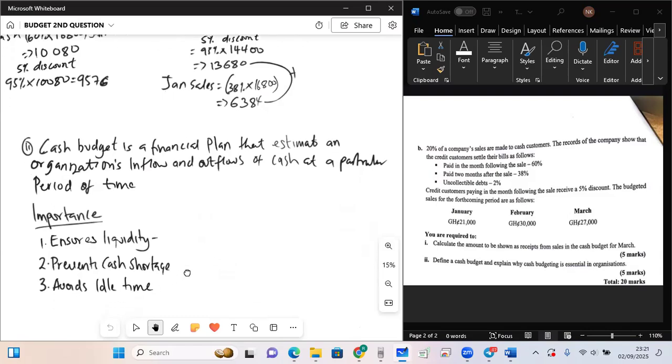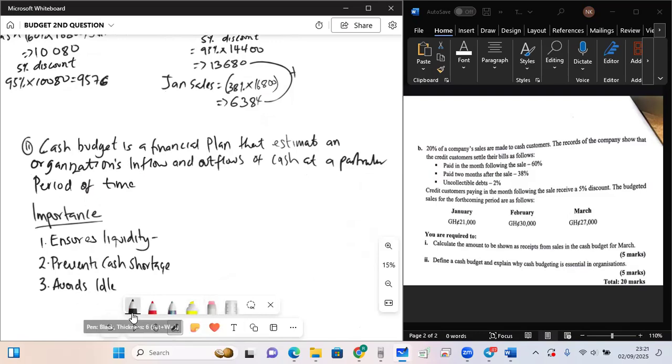It also avoids idle cash, in the sense that if you think that you'll be receiving too much cash for a particular period, then you are going to invest and get some extra return on it instead of keeping it idle.